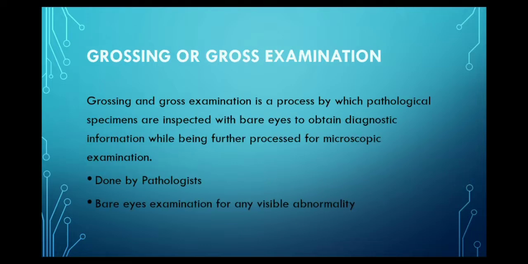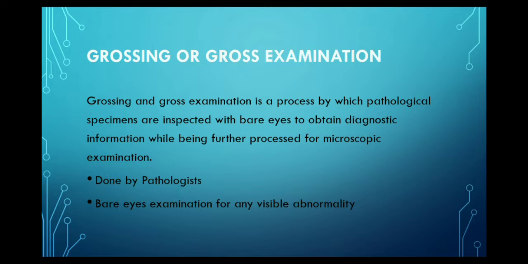Fourth step is grossing. Grossing is the bare or naked eye examination of pathology specimen with cutting and tissue sampling in order to prepare material for subsequent microscopic examination. So, grossing is a process in which the specimen is inspected with bare or naked eye to check any visible abnormality, and then cutting is done accordingly for subsequent microscopic examination or to prepare the material for subsequent microscopic examination.